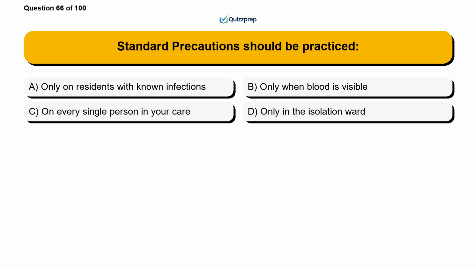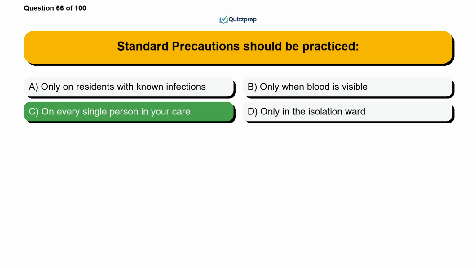Question 66. Standard precautions should be practiced: Option A, only on residents with known infections. Option B, only when blood is visible. Option C, on every single person in your care. Option D, only in the isolation ward. The correct answer is option C, on every single person in your care.